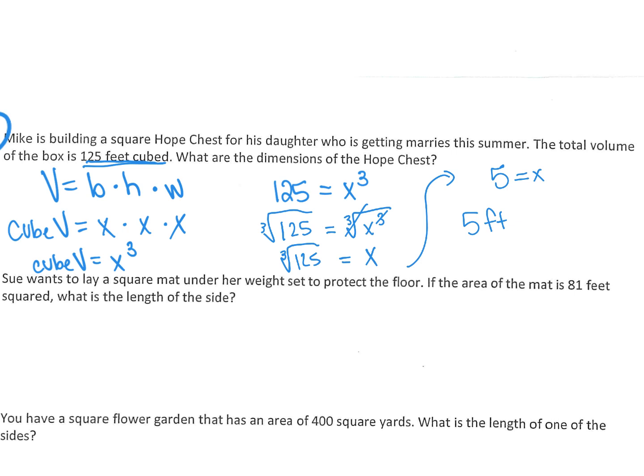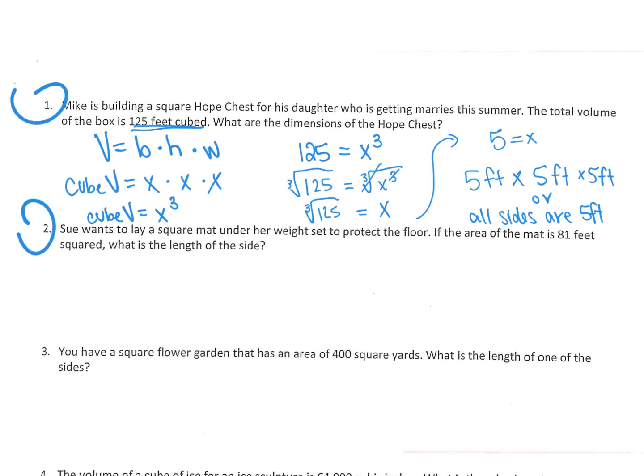by, and when you say by, you actually use an x. 5 foot by 5 foot by 5 foot. Or you could have just said all sides are 5 feet. And for the purposes of all of these, they're all going to end up being squares. So you can always know that all the sides are going to be the same. So that's how you find a volume question.